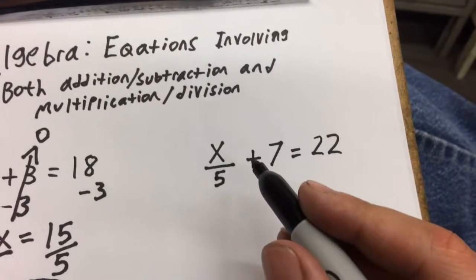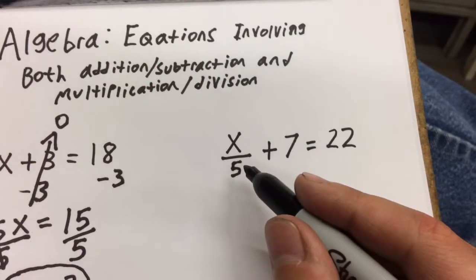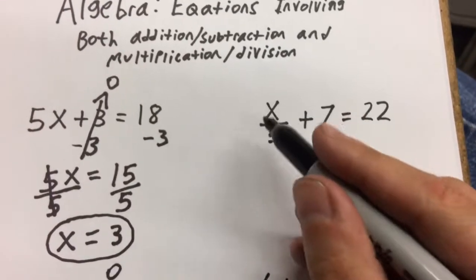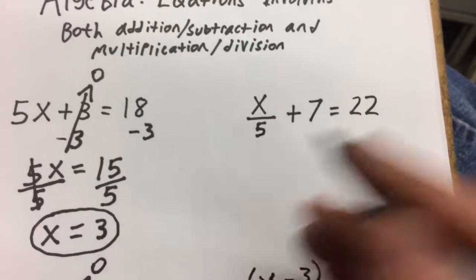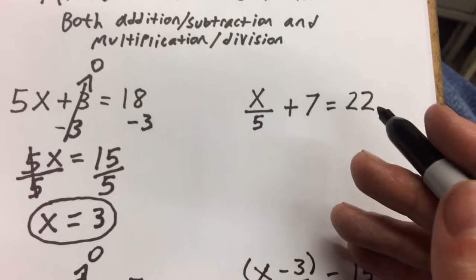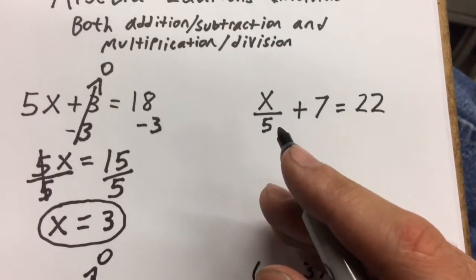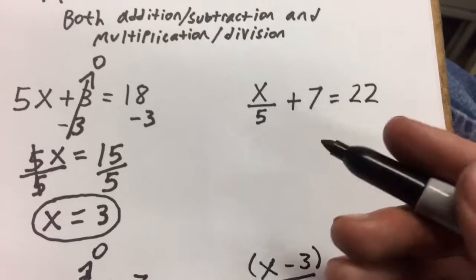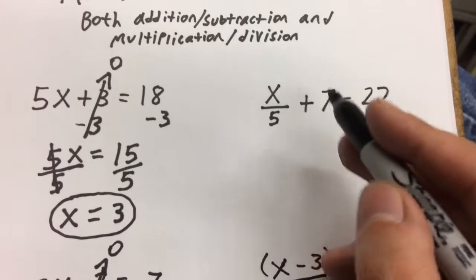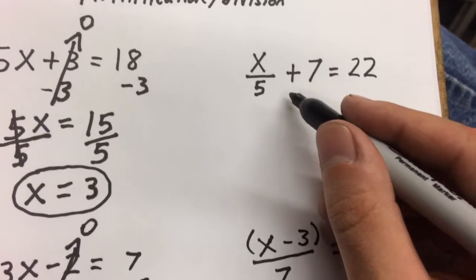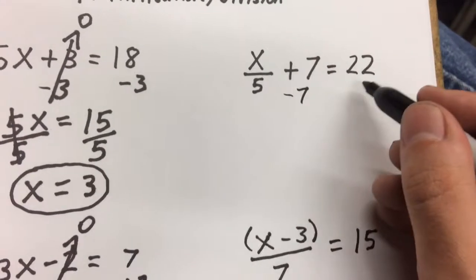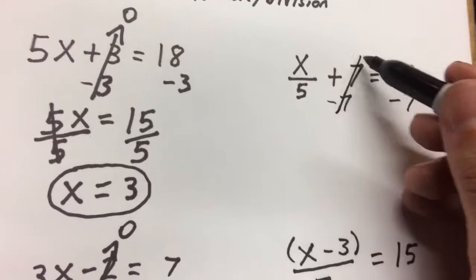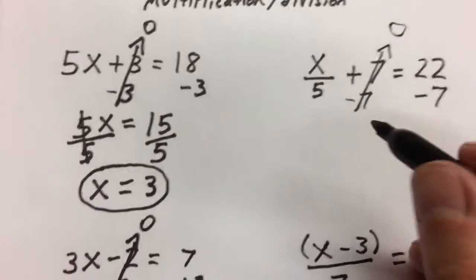Okay. Another one, we've got x divided by 5 plus 7 is equal to 22. Once again, this plus 7 makes it more difficult to deal with any multiplication or division. You could just go ahead and multiply both sides by 5, and that would be a valid way to do it. I personally would find it easier to deal with this 7 first. We subtract 7 from both sides. Plus 7 minus 7 is equal to 0.